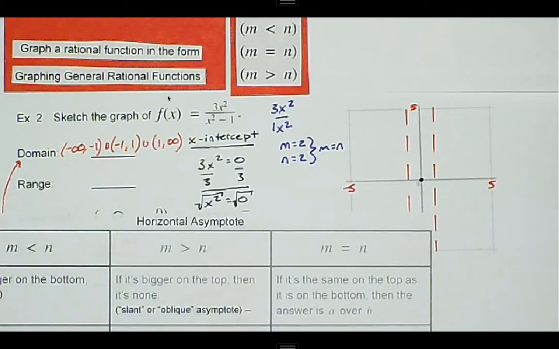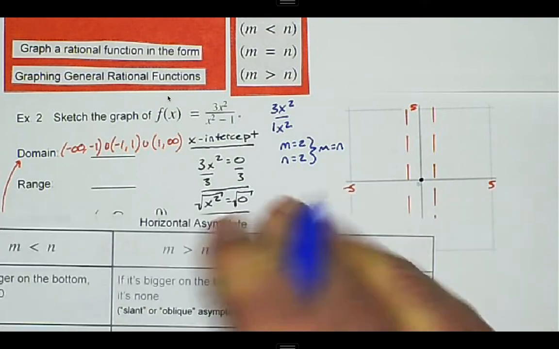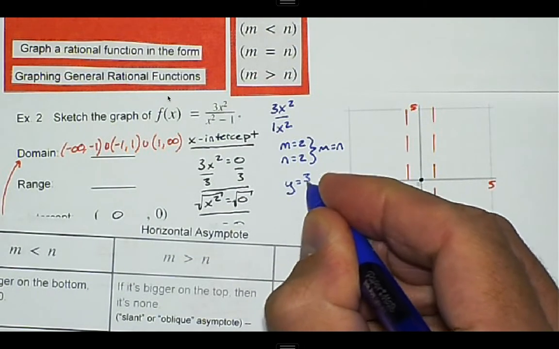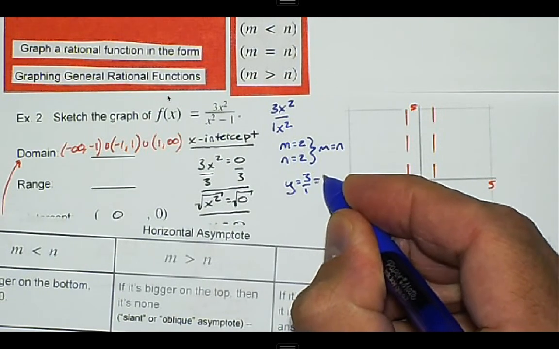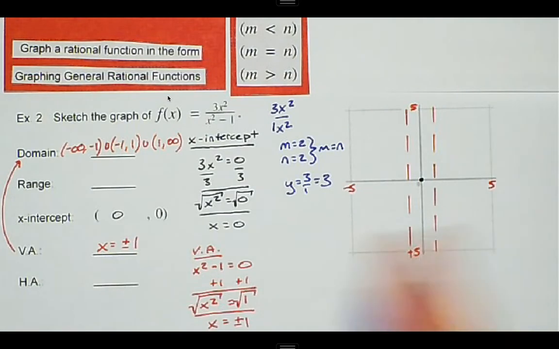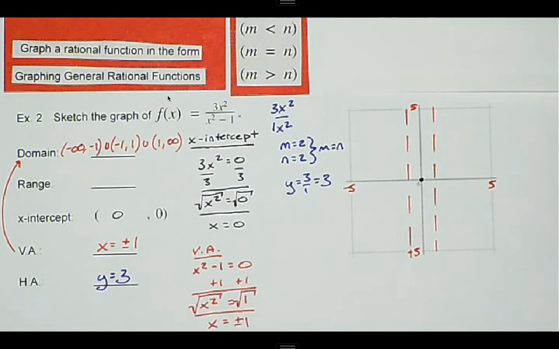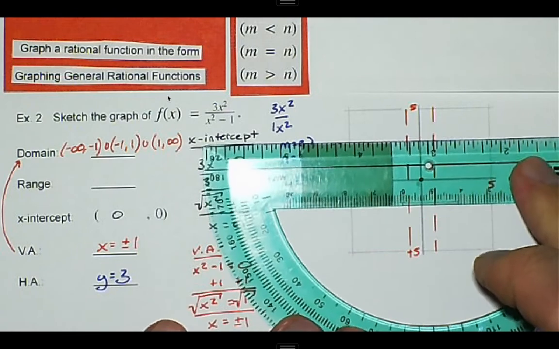So in that case, we put 3 over 1, and that ends up being our horizontal asymptote. So we have a horizontal asymptote at y is equal to 3, and so we can graph that one as well.